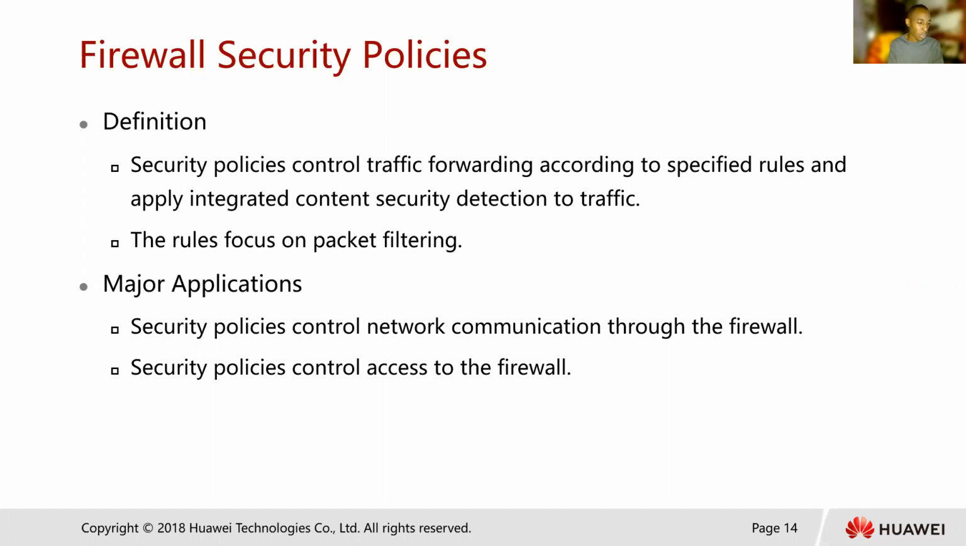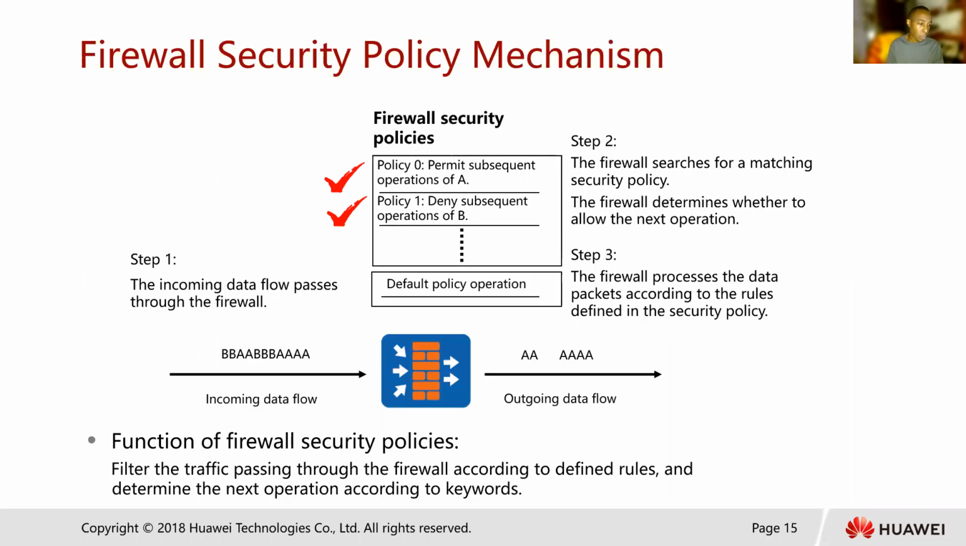So what are the major applications of these firewall security policies? They're used to control network communication through the firewall, and also to control access to the firewall itself. I talk about network communication going in and out of the firewall, and also how you are able to access it. So let's look at this example.